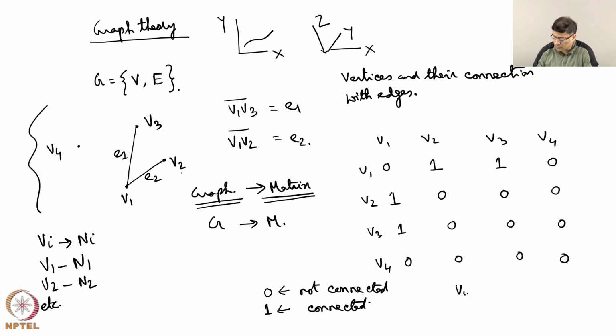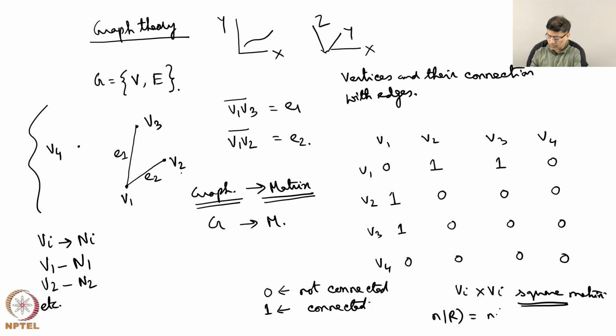So, this I can call a Vi cross Vi square matrix. What is a square matrix? A matrix where the number of rows and columns are the same. So, here the number of rows equal to the number of columns is equal to 4, and this is the way we represent the connectivity.